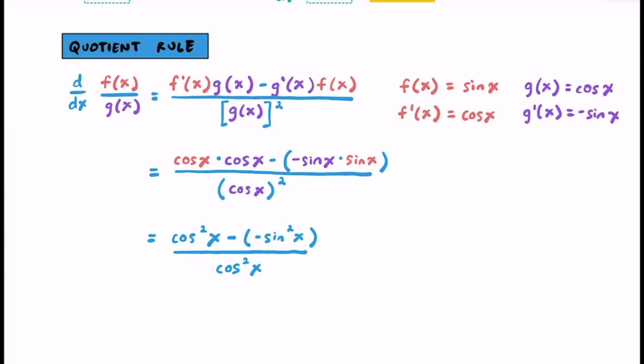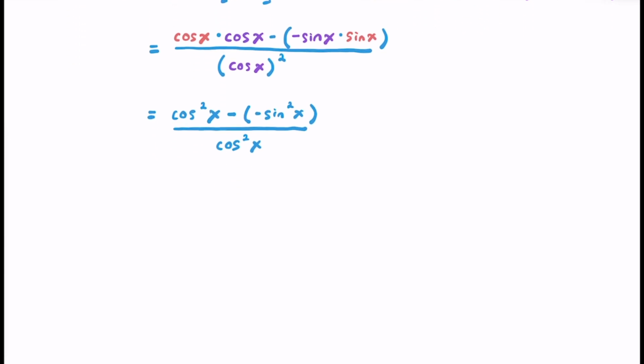And then on the top here, notice how we're just taking away a negative. So I think we can go ahead and rewrite that as a sum, right? Taking away a negative is just adding a positive. So we're going to write cosine squared of x plus this sine squared of x. Again, this whole thing is just going to be on top of this cosine squared of x.